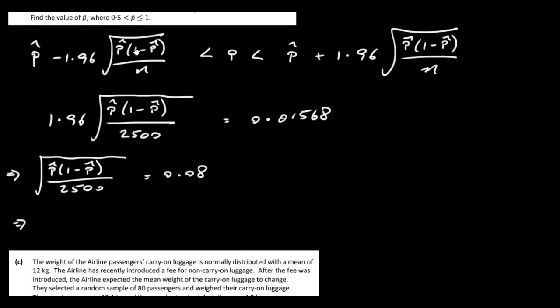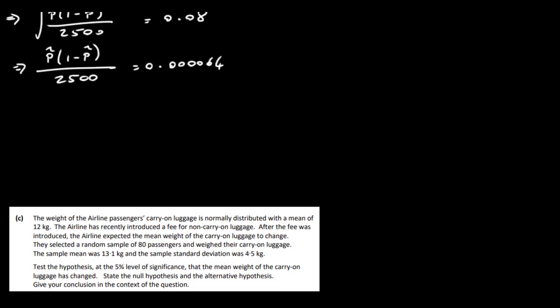Okay, what I'm going to do next is just square both sides. So I get p hat times 1 minus p hat over 2,500 is equal to 0.000064. Next thing I'm going to do is multiply across by 2,500, and I'm actually going to multiply out these brackets on the top as well. So I get p hat minus p hat squared is equal to 0.16.